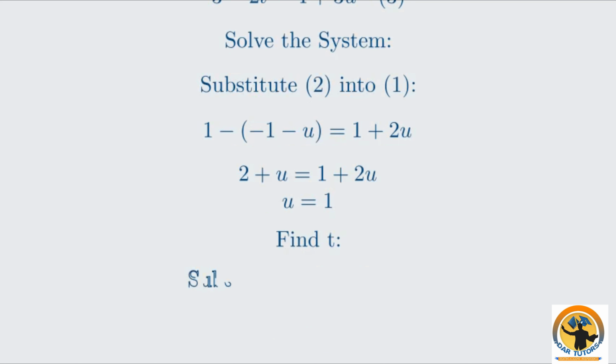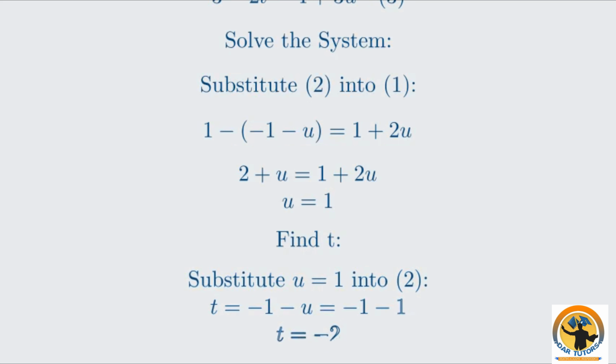Now that we have u equals 1, we can find t using equation 2. t equals minus 1 minus 1, so t equals minus 2. We have found values for t and u. The crucial step is to check if these values satisfy the third equation, which we haven't used yet.